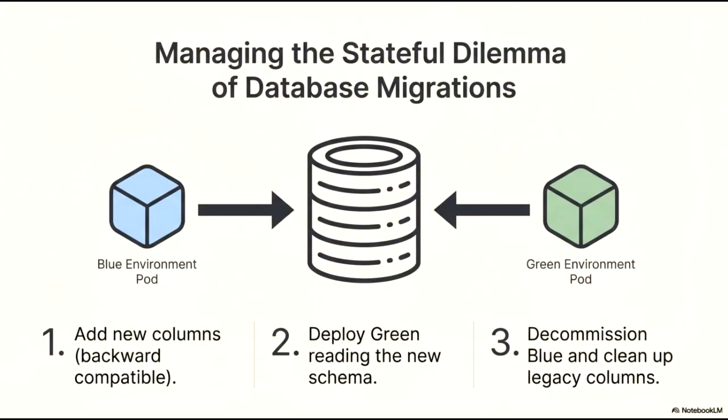Second, we deploy the green environment. These new pods are configured to read from the updated schema, leveraging the newly added columns. During this phase, both environments can coexist, interacting with the same database. Finally, once the green environment is verified as stable, we decommission the blue environment pods and perform a final cleanup by removing any legacy columns that are no longer required. This phased approach minimizes risk and ensures a seamless transition between application versions.